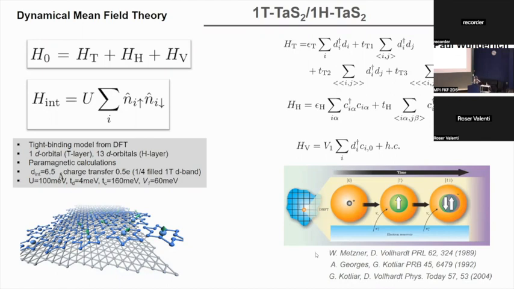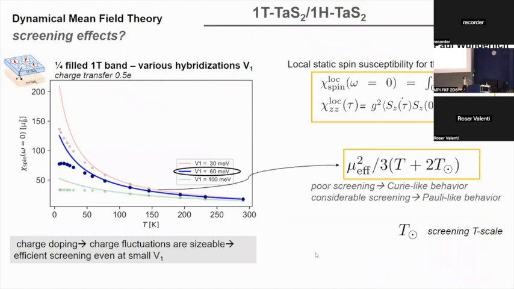And now we are going to treat this interaction dynamically by considering dynamical mean field theory. One quantity that is very useful that one can calculate within this method, to understand the screening of these 1T d electrons, is the spin susceptibility. And this is what I'm showing, the spin susceptibility of the system as a function of temperature. So what is the spin susceptibility?